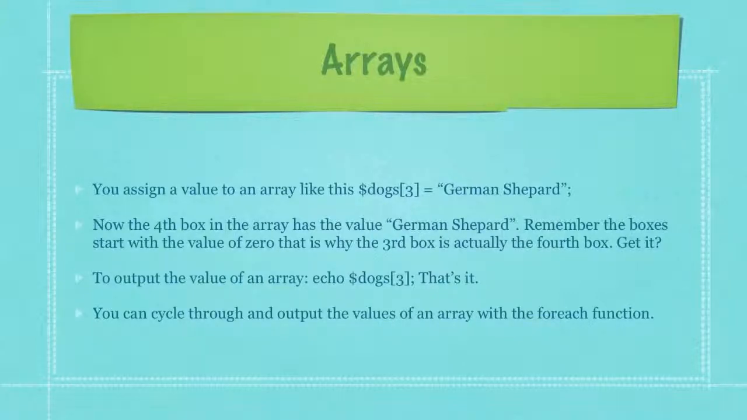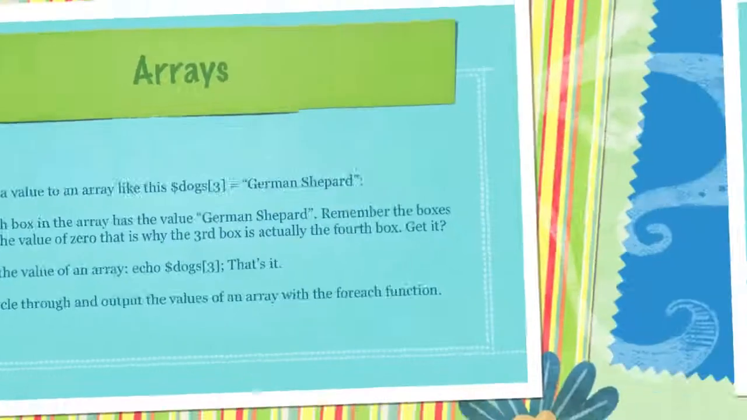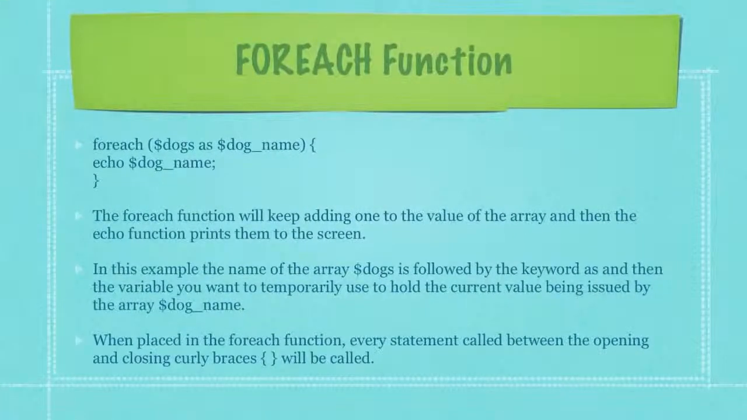That's it. You can cycle through and output the values of an array with the foreach function. And here is an example of using the foreach function. The foreach function will keep adding 1 to the value of the array, and then the echo function prints them to the screen. In this example, the name of the array dogs is followed by the keyword as, and then the variable you want to temporarily use to hold the current value being issued by the array dog name. When placed in the foreach function, every statement called between the opening and closing curly braces will be called.